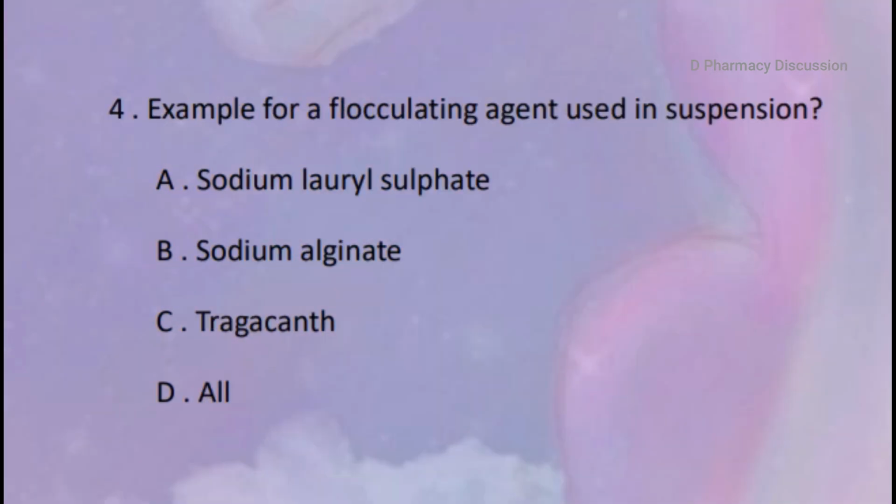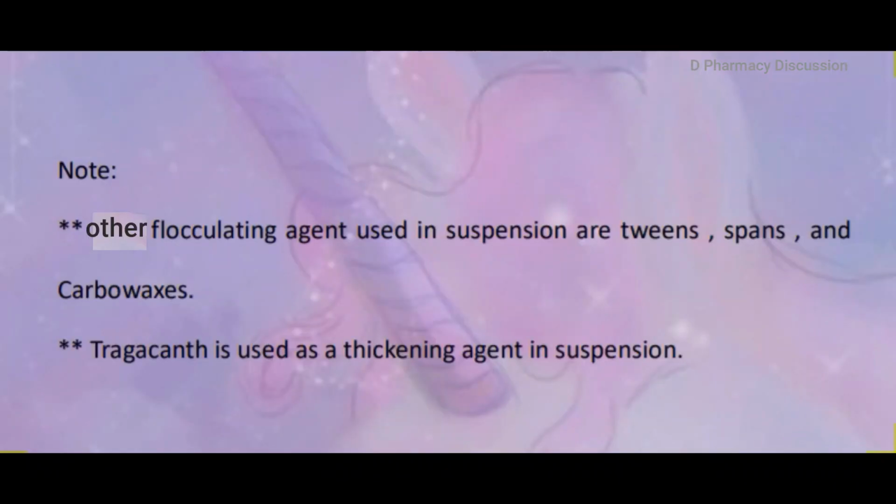Question number 4, example for a flocculating agent used in suspension. Options are A sodium lauryl sulfate, B sodium alginate, C tragacanth, D all. Here the correct one is option A sodium lauryl sulfate. And other flocculating agents used in suspensions are Tweens, Spans and Carbowaxes. Then tragacanth is used as a thickening agent in suspensions.